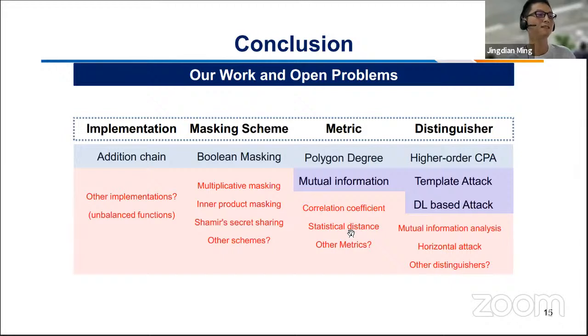However, besides the addition chain, there might be other implementations including unbalanced functions. And unbalanced functions might also affect the security of other masking schemes. Then we may need other metrics to quantify the resistance and validate them with other distinguishers.